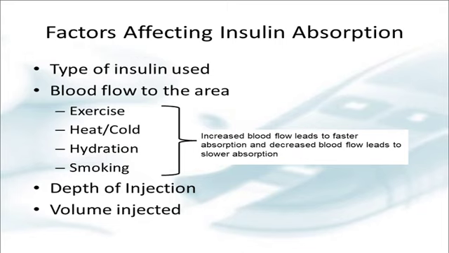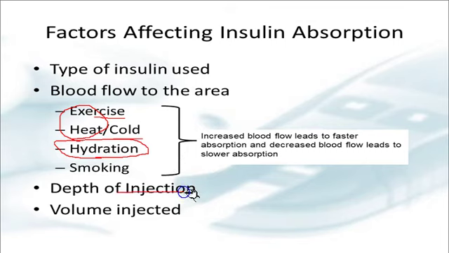The factors affecting the absorption of insulin include exercise. The more exercise you do, the more blood flow increases. The more blood flow increases, the more you are going to have an increased absorption of insulin. Heat will of course increase blood flow, as will massaging a particular area, which will then mean rapid absorption of the insulin. Cold will mean decreased absorption of insulin. Increased hydration will mean a rapid absorption of insulin. Smoking will decrease blood flow, which will mean decreased absorption of insulin.